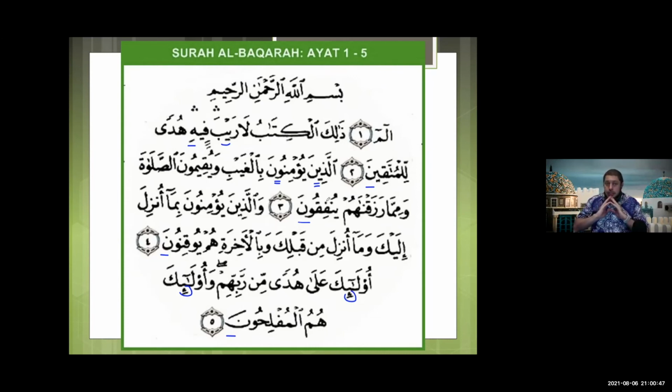So brother, is it like if we start with 2 counts, then all goes with 2 counts? Yes, absolutely. Whether it is 4 or 6, all types of mad. So it will be consistent. If you do mad tabi'i 2 counts, then it will be 2 counts. If you do mad arid al-sukun 4 counts in one ayah, it has to be also 4 counts in the next ayah. So all the time it will be consistent. Otherwise, there's no measure. There has to be a common ground. That's a good question, sister.